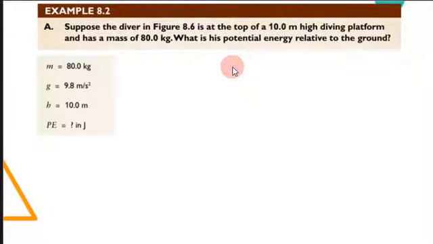All right, so we're going to say that the mass is 80 kilograms. We know gravity is 9.8 meters per second squared because that is a constant, right? You remember what it is in English units? It's 32 feet per second squared, right? But we're using metric because it's science class. So 9.8 meters per second squared. Our height is 10.0 meters, and we're going to be calculating our potential energy.